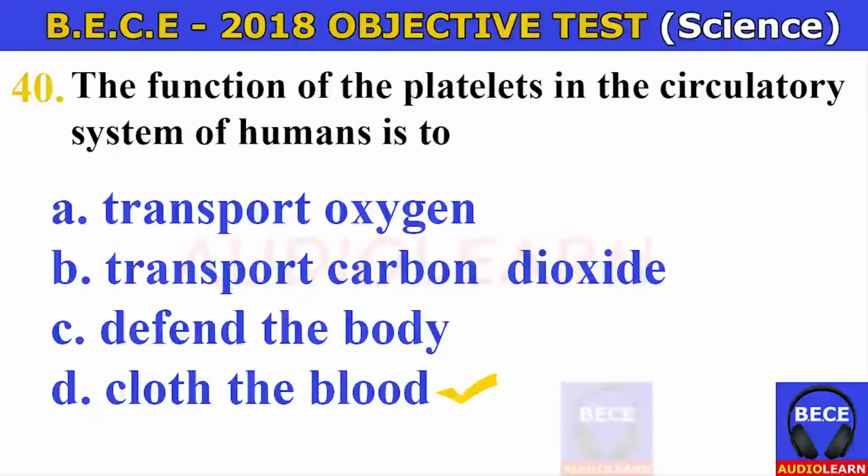Number 40. The function of the platelets in the circulatory system of humans is to A. Transport oxygen, B. Transport carbon dioxide, C. Defend the body, D. Clot the blood. And the answer is D. Clot the blood. The function of the platelets in the circulatory system of humans is to clot the blood.